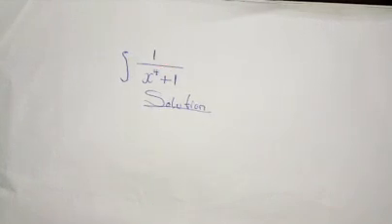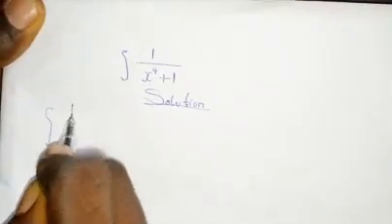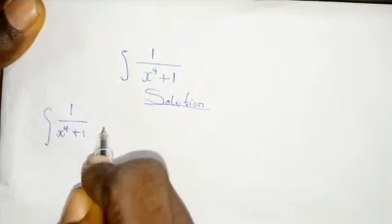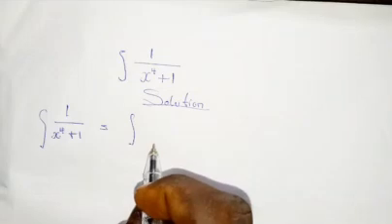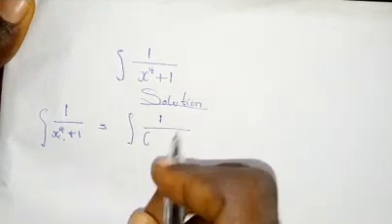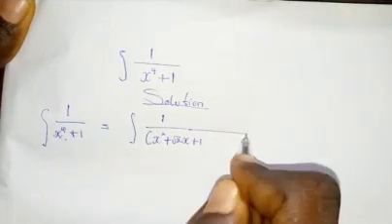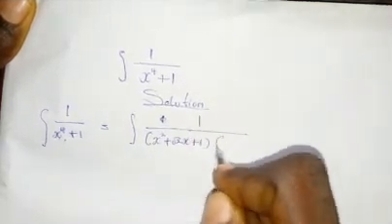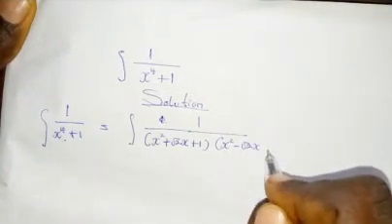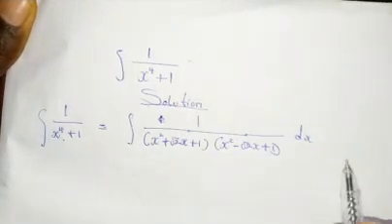So let's solve this interesting integral question. Let's start now. Firstly, we'll be using partial decomposition. So we can rewrite this. We have the integral of 1 over x raised to the power of 4 plus 1, and this is equal to the integral of 1 over, when you factor this, we can rewrite this as (x squared plus root 2 x plus 1)(x squared minus root 2 x plus 1) dx. Don't forget the dx sign.